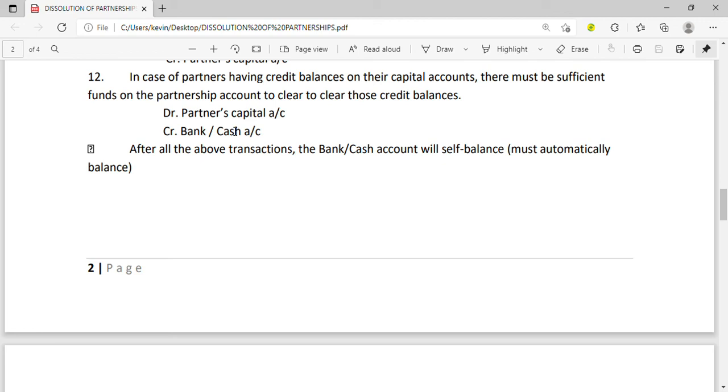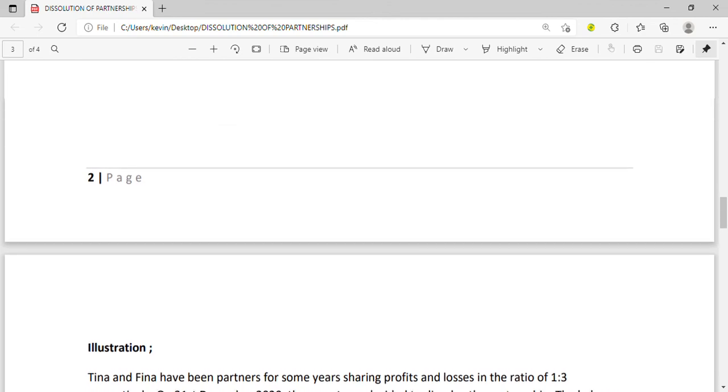After all the above transactions, the bank or cash account will self-balance, it must automatically balance. So in the realization account, the cash or bank account will automatically balance.